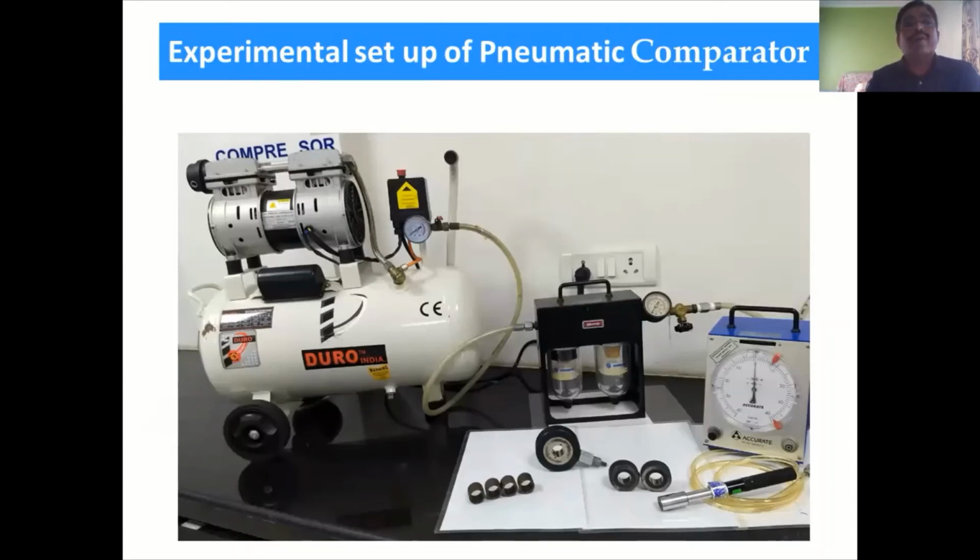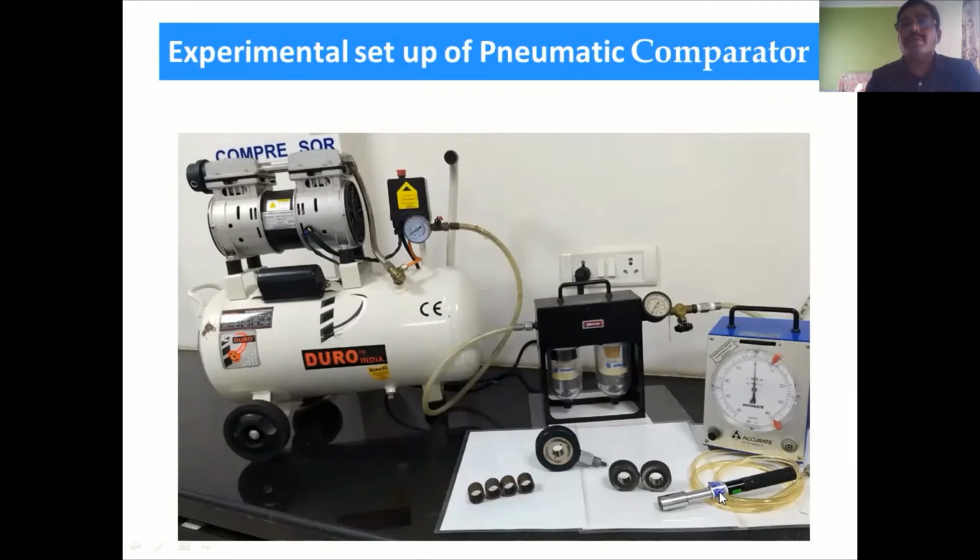Here also we require a compressor. This is an air filter. So compressed air is passed through the air filter, where whatever moisture is in the air gets removed. Then the air passes through the indicating unit. Here is the complete indicating unit, and to this indicating unit we are connecting this plug gauge, right? And here I have shown the components.